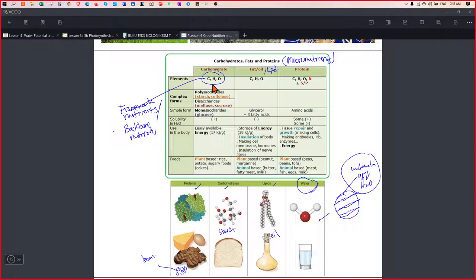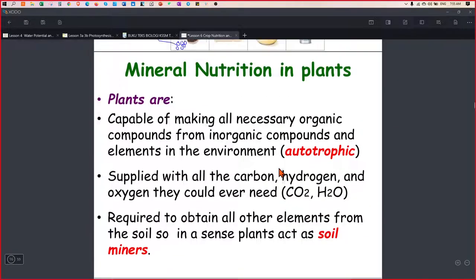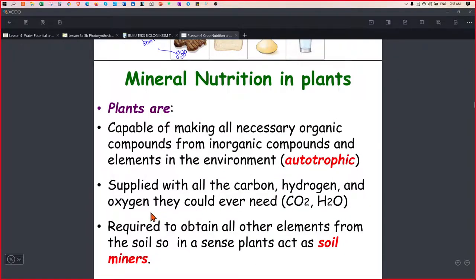And for the proteins, of course, protein is more complicated and has many structures and functions as well. So sometimes all this CHO is going to be attached with various other elements, like the nitrogen, the sulfur, and phosphate group as well. So where do plants get all of these elements? Basically, it comes from the soil, and also the atmosphere.